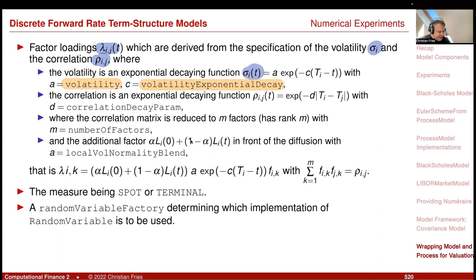For the correlation, I would like to have an exponentially decaying function. So my correlation is an exponentially decaying function with an exponential decay parameter. My correlation matrix has rank m, so I use a specific number of factors. And I would like to have this interpolation between lognormal and normal, which we had in the very beginning, where I discussed different versions of the model. So there should be some kind of blending parameter, alpha. That should be an alpha here, it's a small typo.